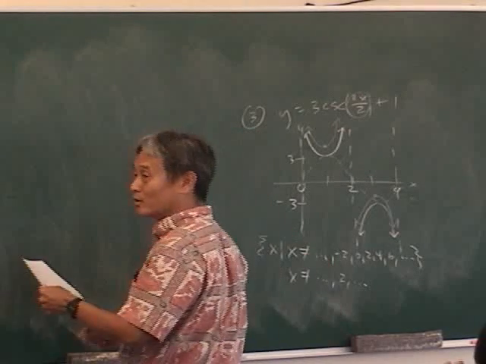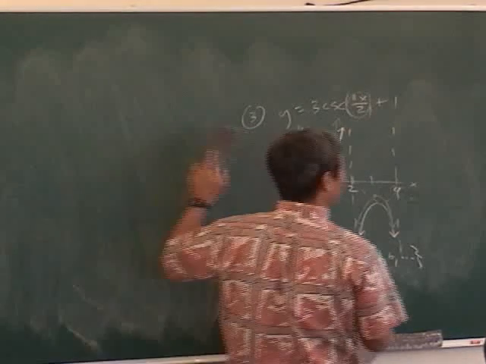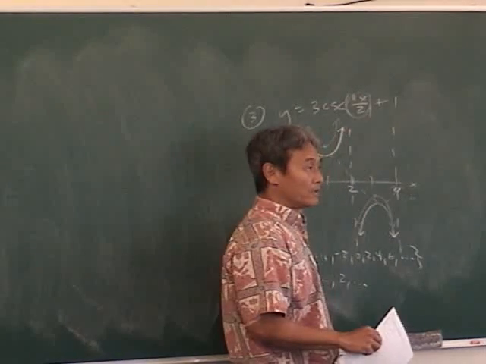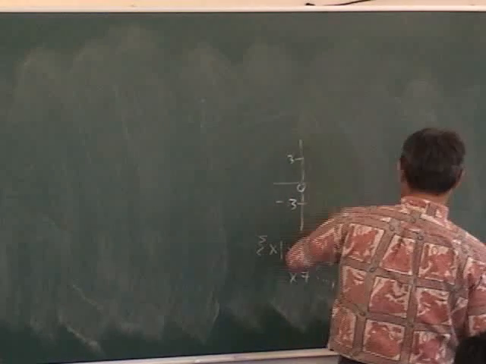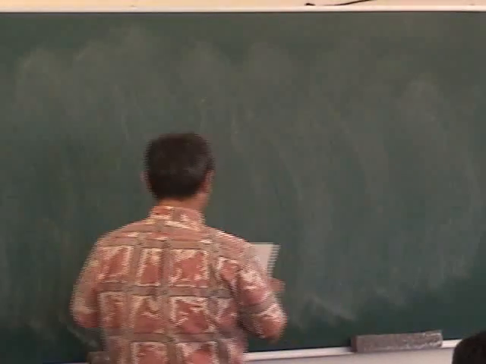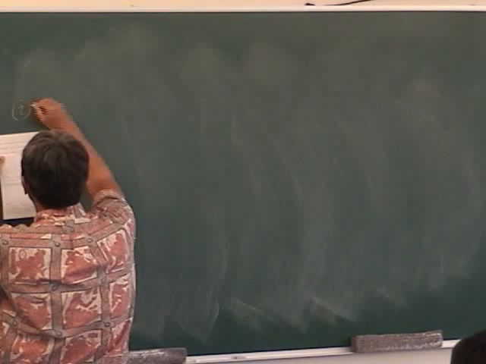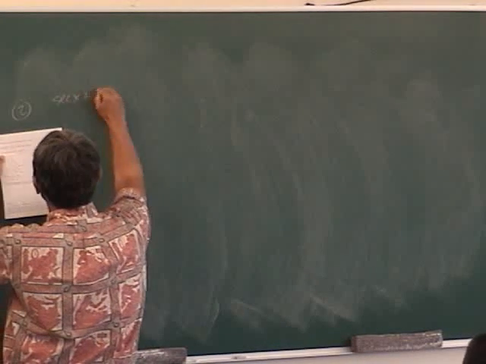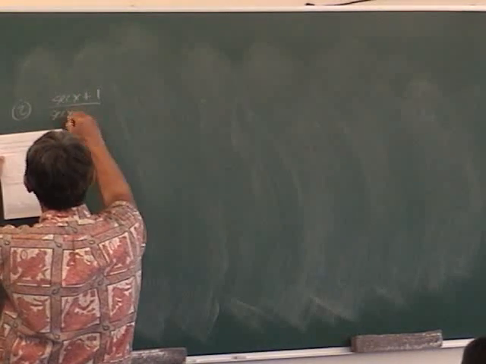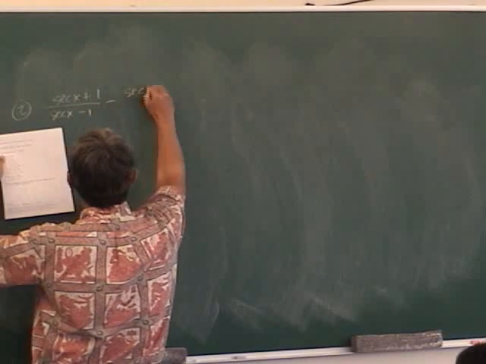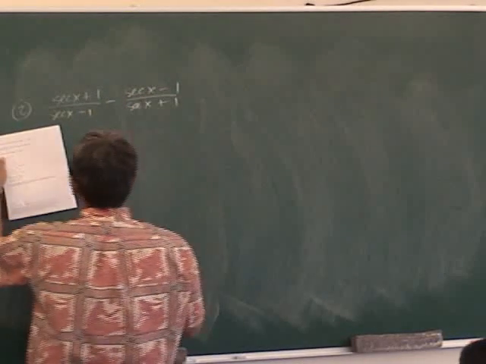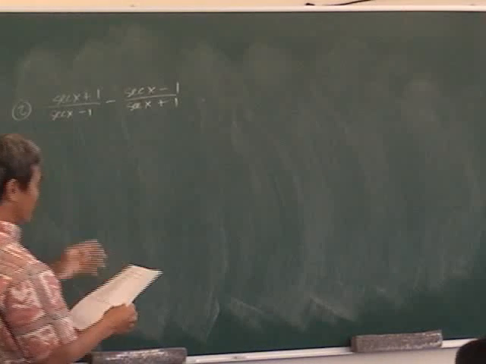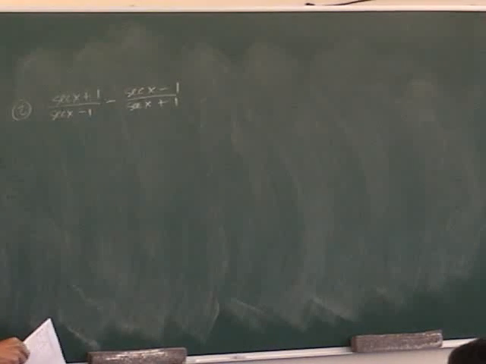And then number 2. Okay, tomorrow there are going to be, I think, 3 proof-like problems. Like this. Number 2: secant x plus 1 over secant x minus 1 minus secant x minus 1 over secant x plus 1. Simplify this in terms of cotangent and cosecant.